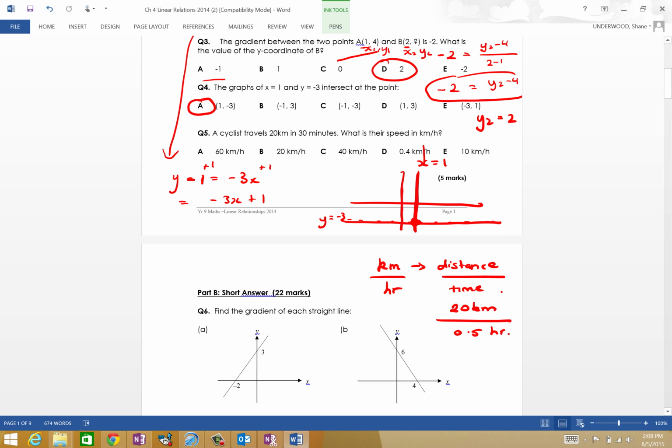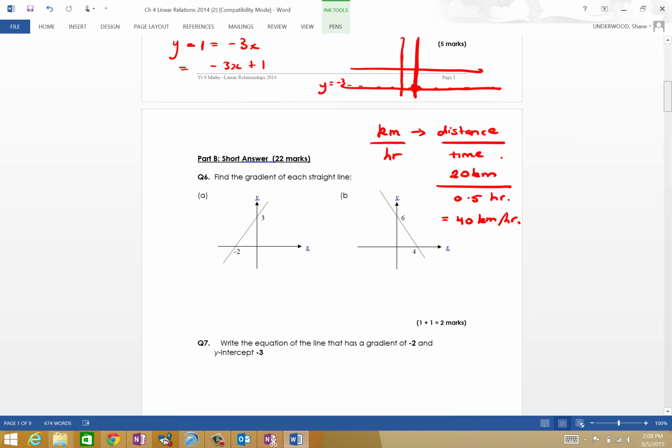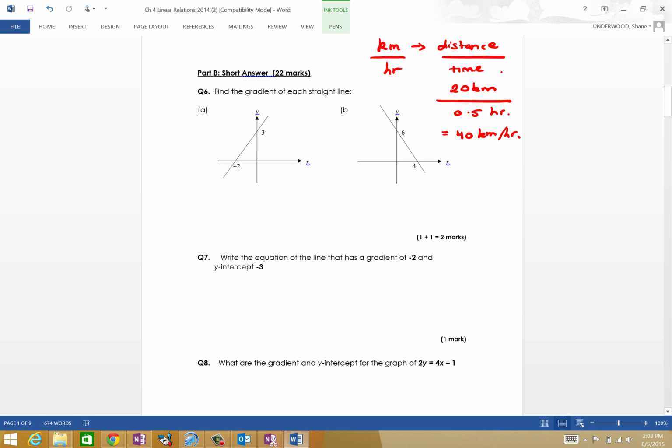So the test could be similar to this. It would be fairly similar. Well, are you finding it hard, easy? No. It's fine? Okay. All right, now let's have a look at finding gradients. So now we've got room, thank Christ.